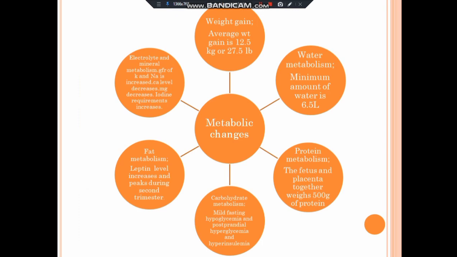Then we have carbohydrate metabolism. There is a mild fasting hypoglycemia and postprandial hyperglycemia and hyperinsulinemia. Fat metabolism: leptin level increases and peaks during the second trimester. And electrolyte and mineral metabolism: GFR of the potassium and sodium is increased. The calcium level is decreased.